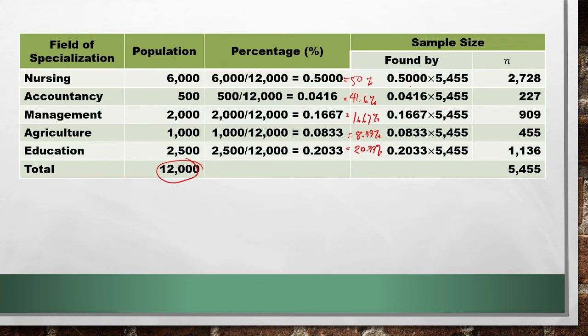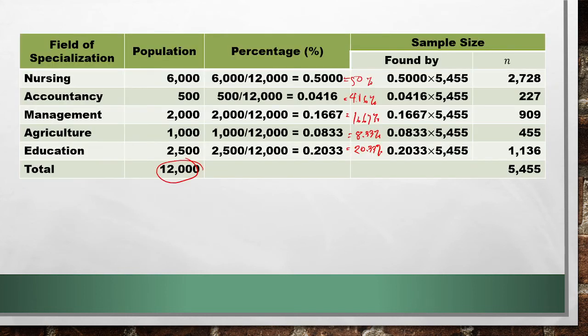Then, using that percentage, or kahit hindi nyo na-convert, okay, we just need to multiply that to 5,455. And as you may have remembered, 5,455 is our sample size based on our computation earlier. Okay? So, in that, we will get specifics by specifics, but we will get sample sizes for each strata that is proportional to its population. Makikita nyo rito, we have here 4% ng population ay taga-accountancy. This would be 4.16%. Sorry. 4.16%. So, 4.16% lang yung kukunin natin dun sa 5,455.